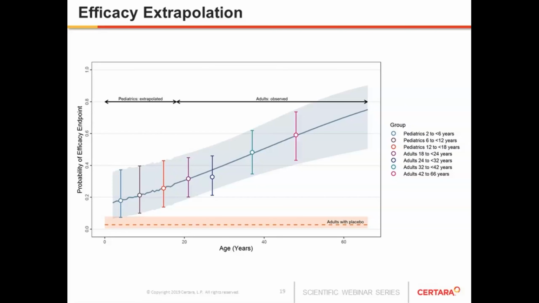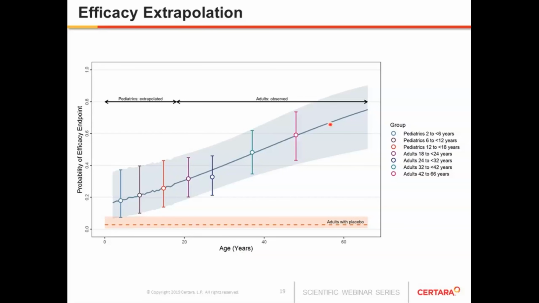After those levels were selected from PK simulation, they were used for efficacy simulation. The model predicted trend between age and the probability of achieving efficacy endpoint is graphically compared with the observed adult data to evaluate the robustness of the model. The simulated efficacy response in pediatric age groups are also compared with the observed response to placebo in adults to assess the potential treatment benefit.